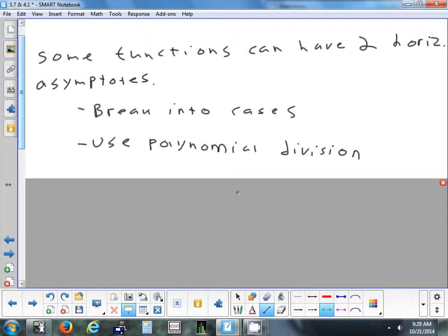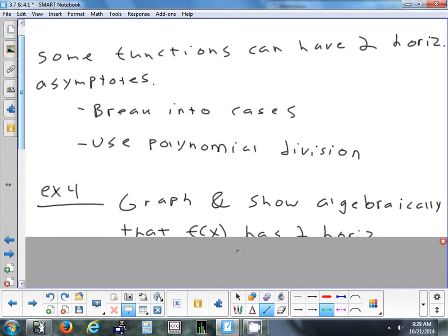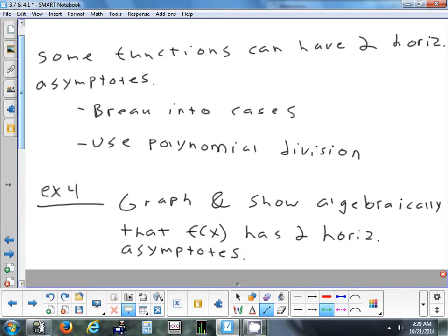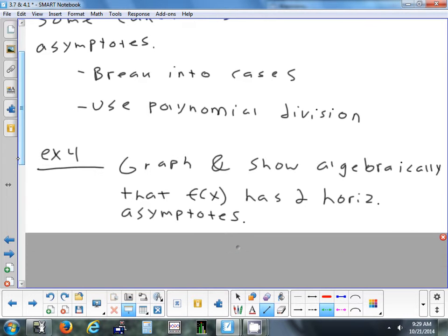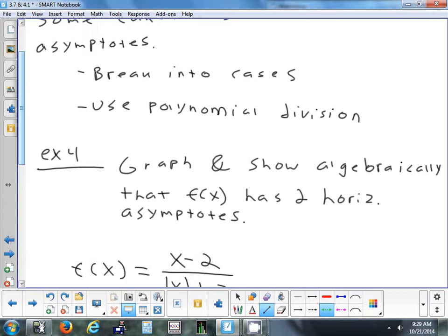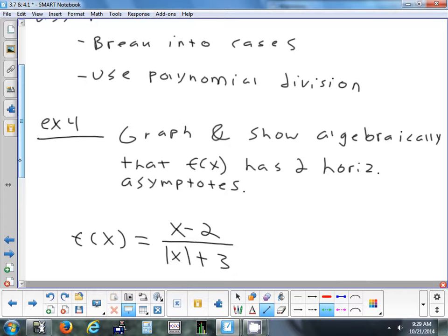All right, so we're going to look at an example here that has 2 horizontal asymptotes. And the way we're going to do it is we're going to break it into cases, and you'll see what happens. So what I want to do is graph and show algebraically, so not just graphically, I want to prove it with algebra that this function has 2 horizontal asymptotes. And what's going to give this function 2 horizontal asymptotes is this absolute value.